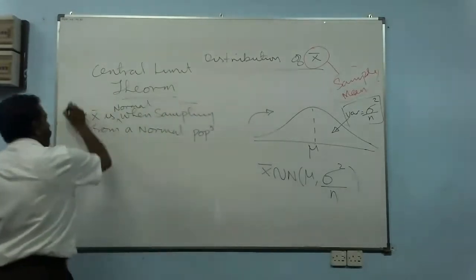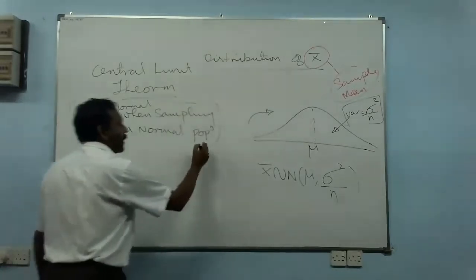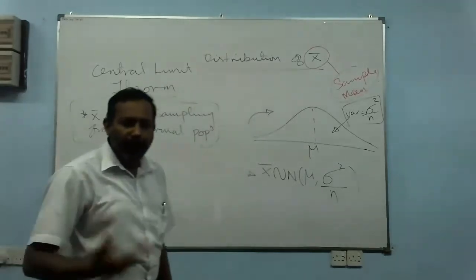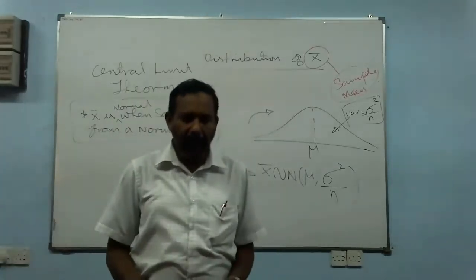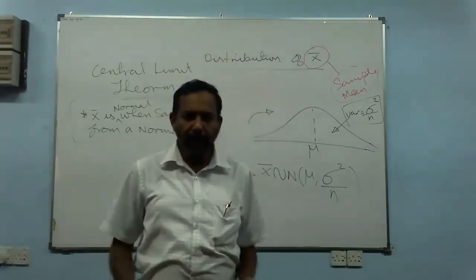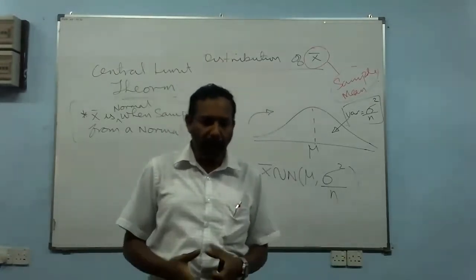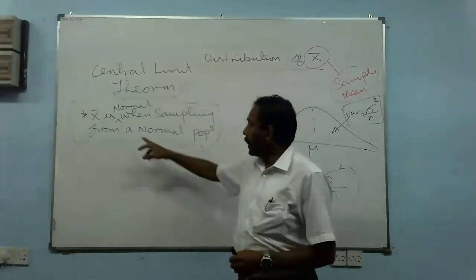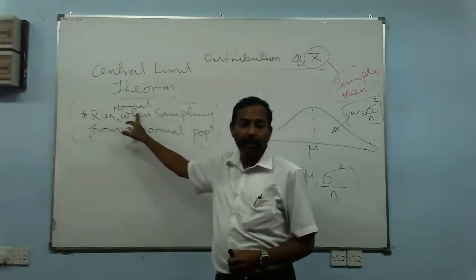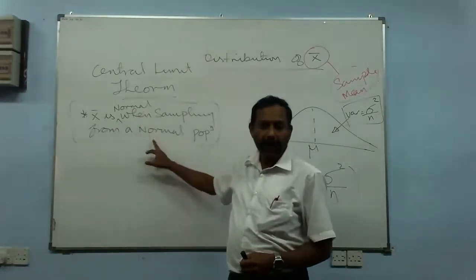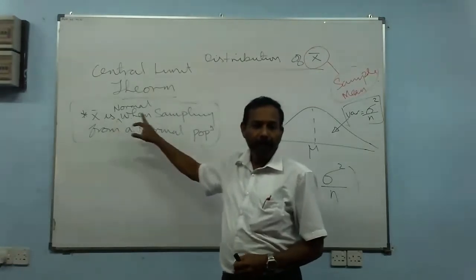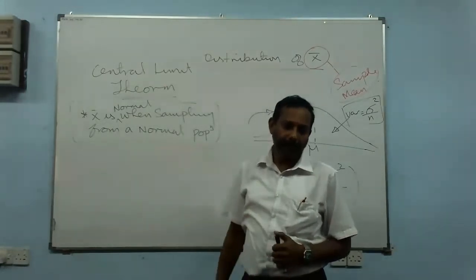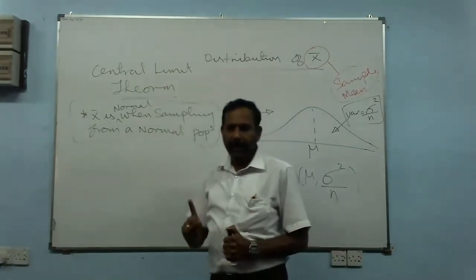All right. So this is what we said here. That means the parent population was again normal. Normal means it is distributed normally. If the parent distribution is normally distributed, definitely the distribution of X bar is also normally distributed. So that is the assumption.